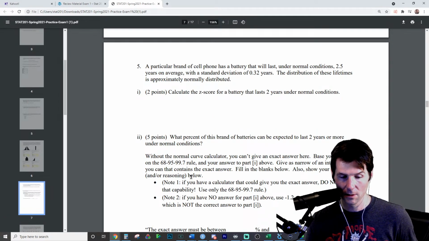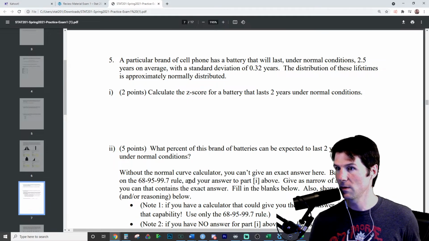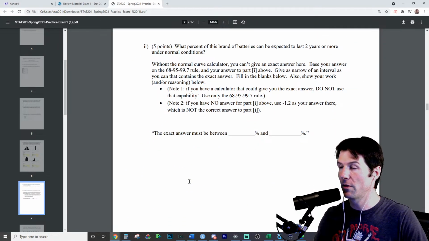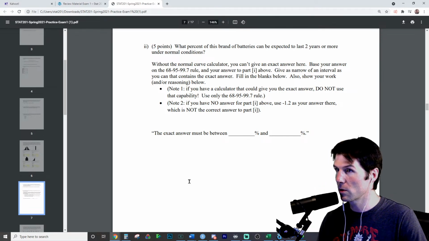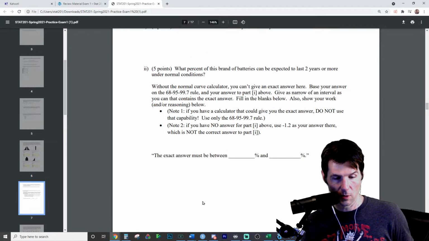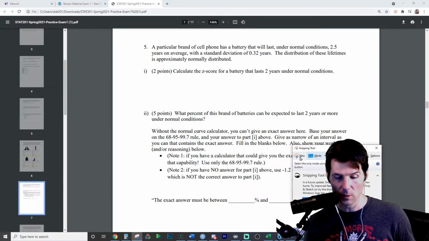A particular cell phone company has a battery, is it 5.2? Or this one right here? So what percent of the batteries are expected to last 2 years or more under normal conditions between this and this percent? So we know that it has, here we go, let's go grab this. We'll go do this one real quick.